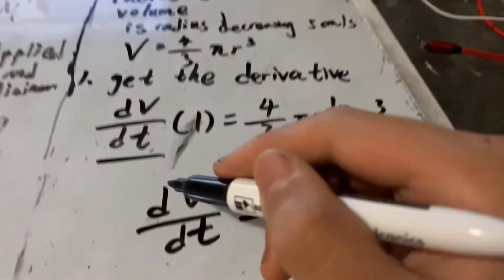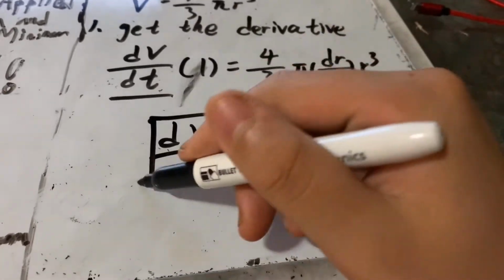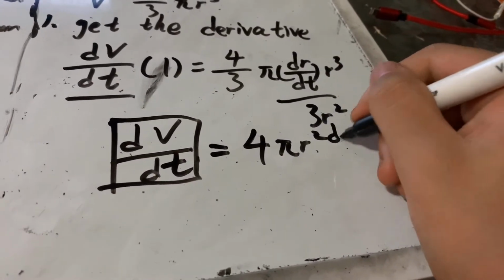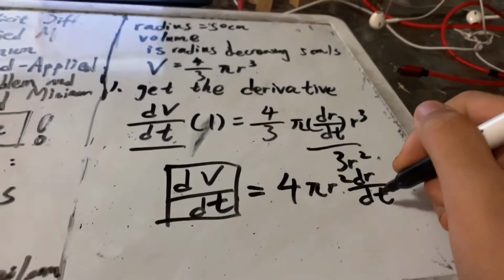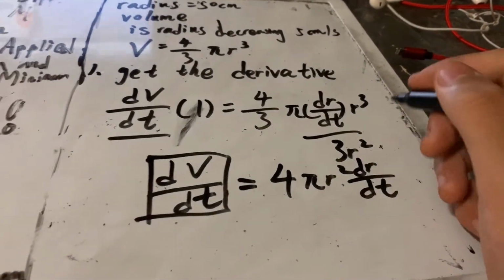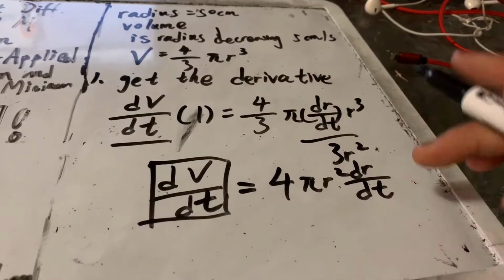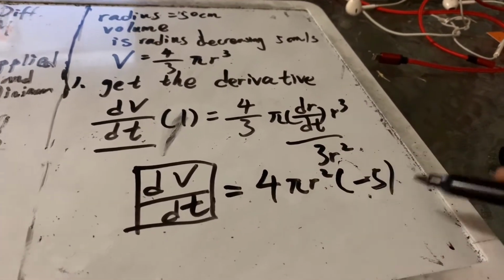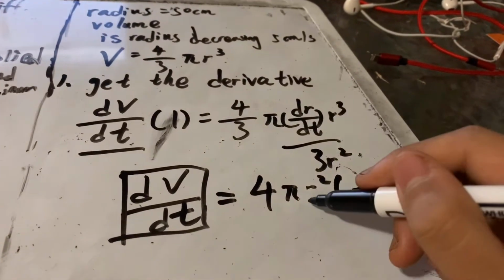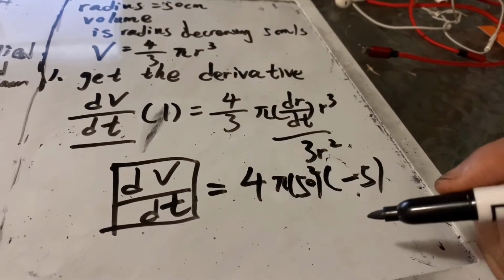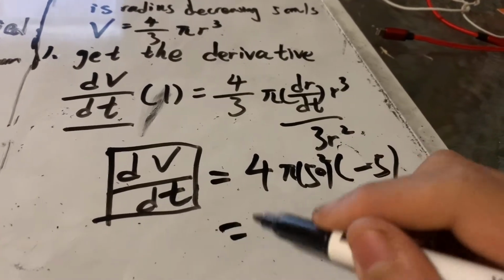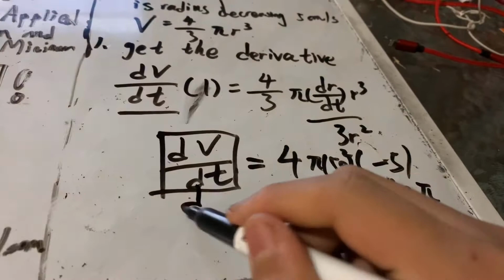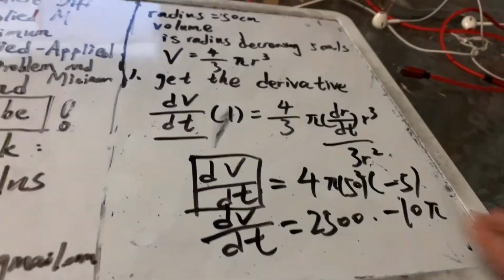So what does this mean? This means the change of the volume, so you should also include the change of the radius. So we need to find the change of the volume when the change of the radius is negative 5 centimeters and the radius is 50. Now you only need to plug in the values, 50 and negative 5. That gives 4 pi times 50 squared times negative 5, which is negative 50,000 pi. And here is the result of dV divided by dt.